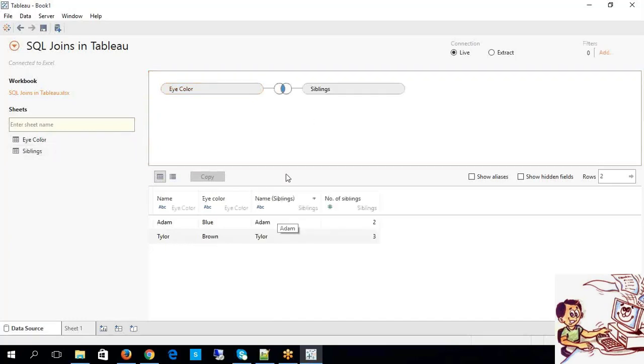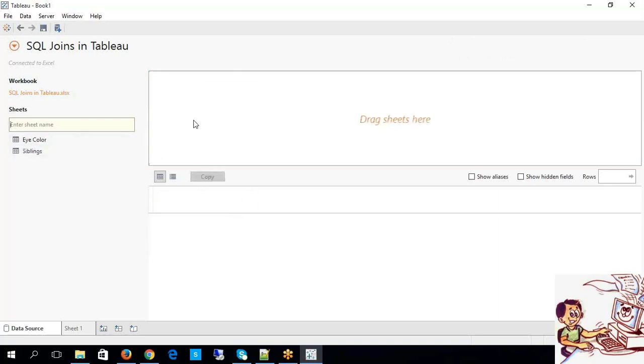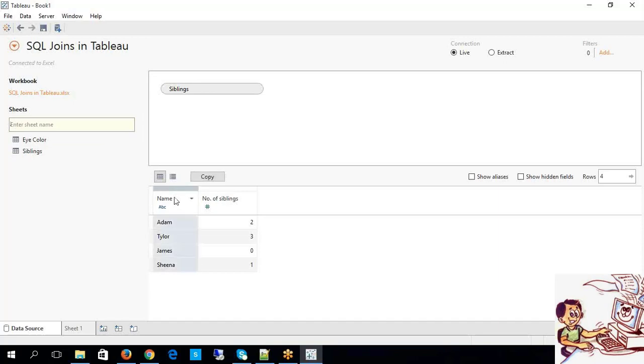Now, you have two sets of fields in these tables. In the iColor table, you have name as well as iColor. Let's say the names are Adam, Tyler and Ganesh, for example, and the colors are blue, something like this. These are the two fields we have in this table. And the other table is siblings. Within siblings you again have two fields: name and siblings, the number of siblings.